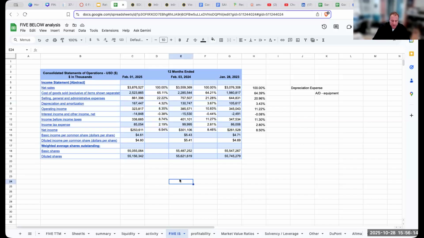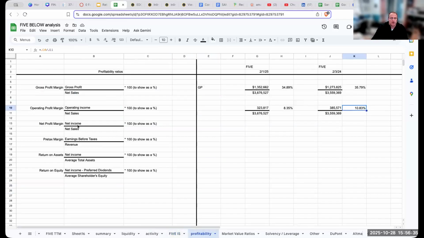Remember, when we record depreciation, we're debiting depreciation expense and crediting accumulated depreciation. On the statement of cash flows, depreciation expense is always going to be an add back, similar to stock compensation expense. Okay, so let's go ahead and go back to our next ratio.